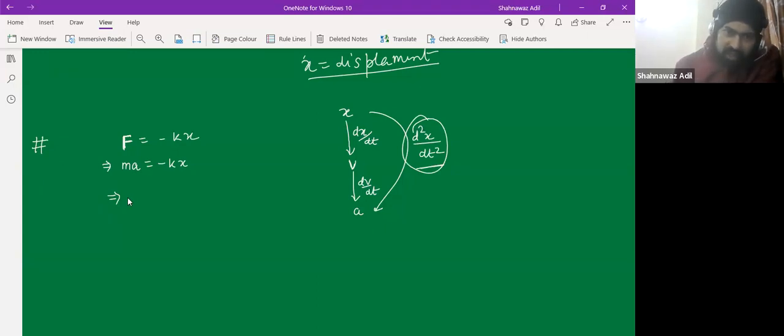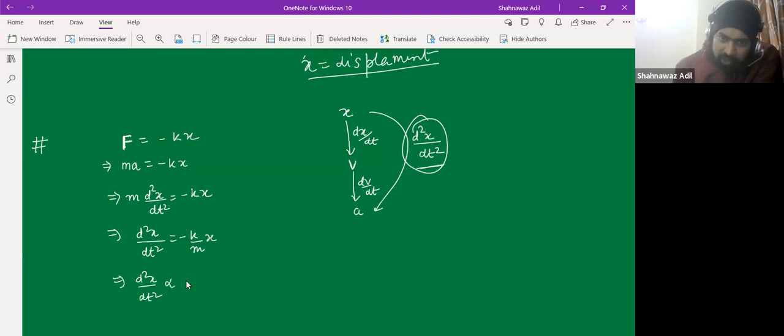So I can write acceleration as the double derivative of the displacement, and that equals minus kx over m, taking m to the other side. So d squared x by dt squared is proportional to minus x, because k and m are constants. This is the spring factor, or spring constant.